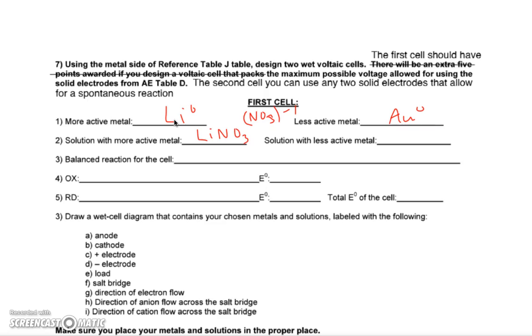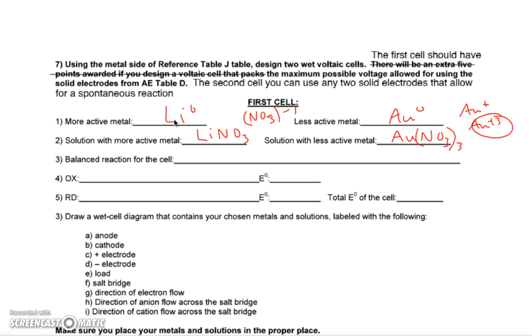Now for gold, gold can either be a +1 or it can be a +3. So which one should we use? You might think we should use the +1, but we're not going to use the +1 ion because gold +1 is not included in AE reference table D, only the gold that is a +3. So because we don't have information about the gold +1, we're going to use that ion when we make our solution of gold nitrate. So Au +3 and NO3 -1 should give us that solution of AuNO3 3.